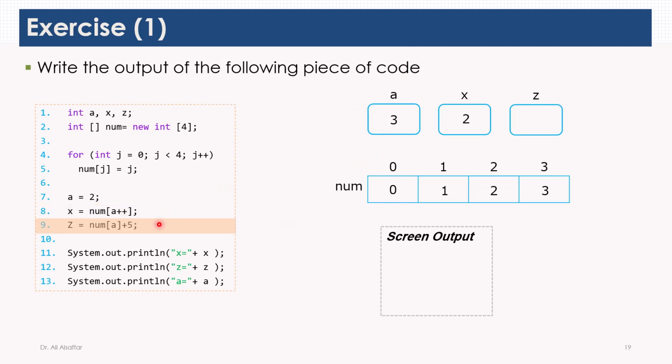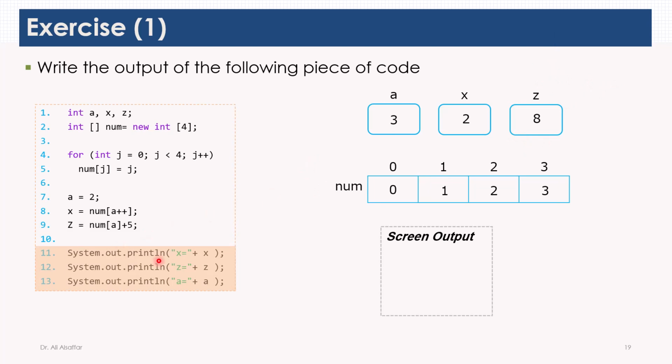In line 9, we are adding 5 to num[a]. a is 3, so num[3] is 3. You add 5, it will be 8, so 8 will be saved into z. So the value of z will be equal to 8.